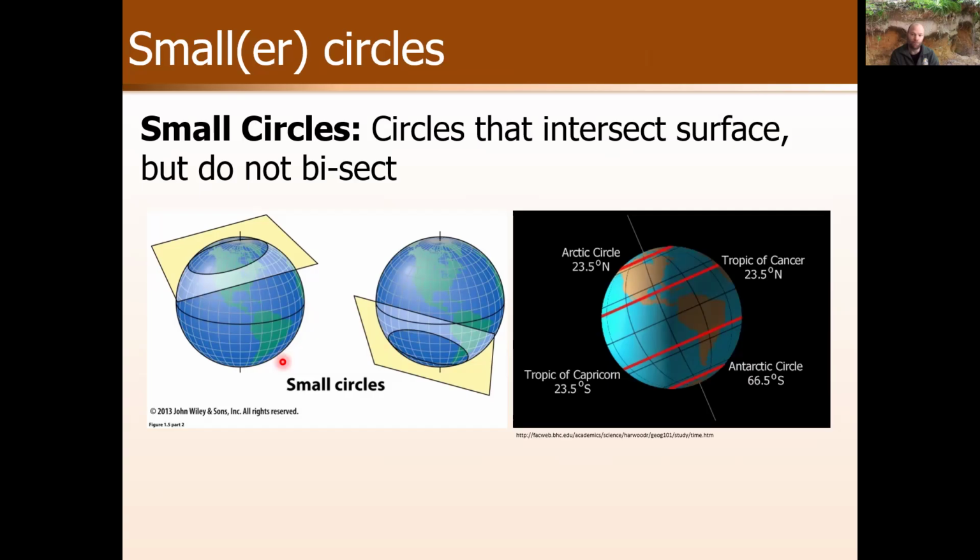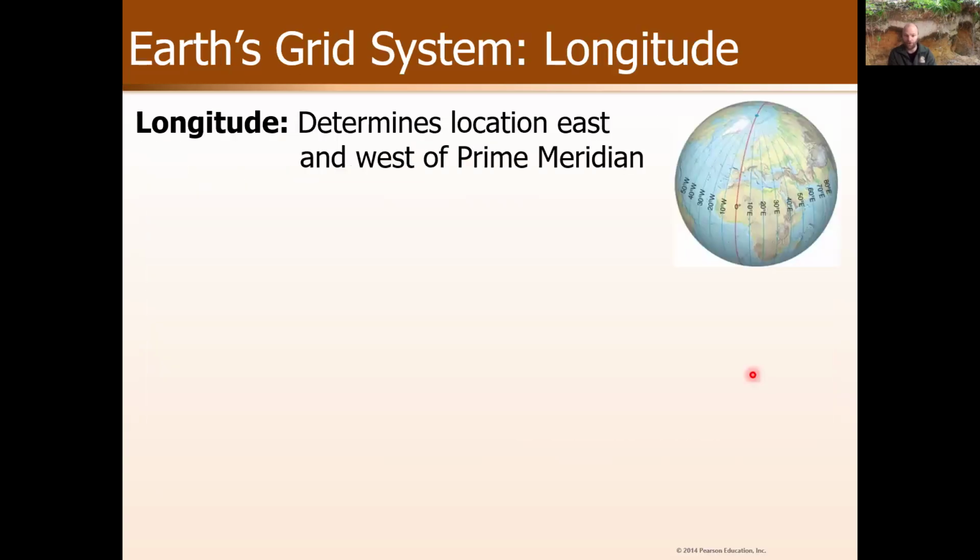But we also use small circles to subdivide Earth. And so common examples of small circles used to not bisect, but kind of subsect, if you will, Earth would be the Arctic Circle or the Tropic of Capricorn and Cancer, the Antarctic Circle, for example. And really here are lines of latitude, as I'll describe in an upcoming slide. So we have great circles and small circles.